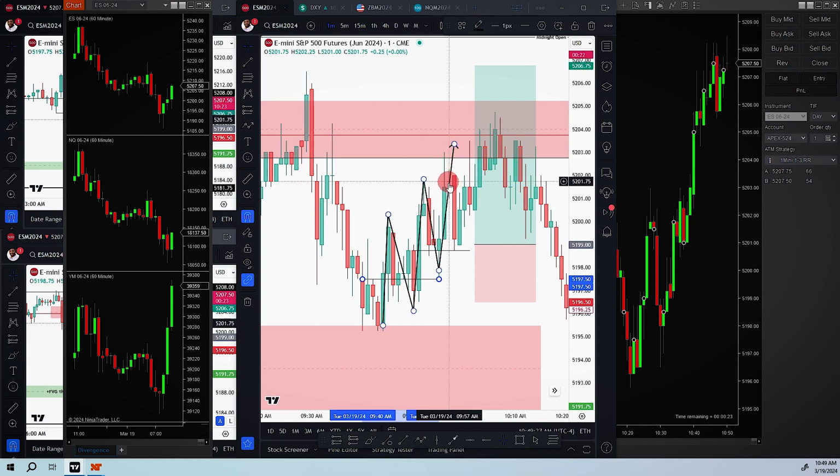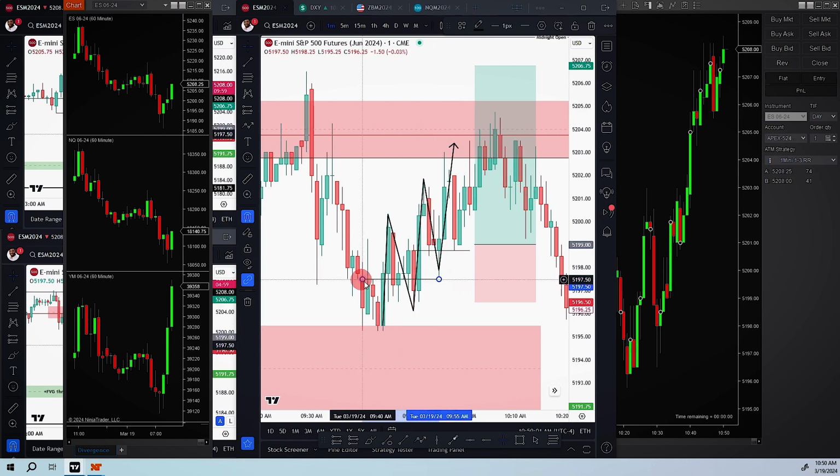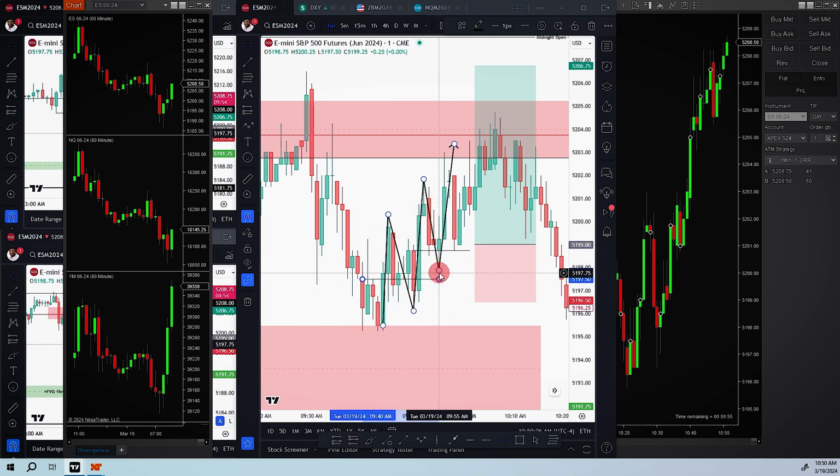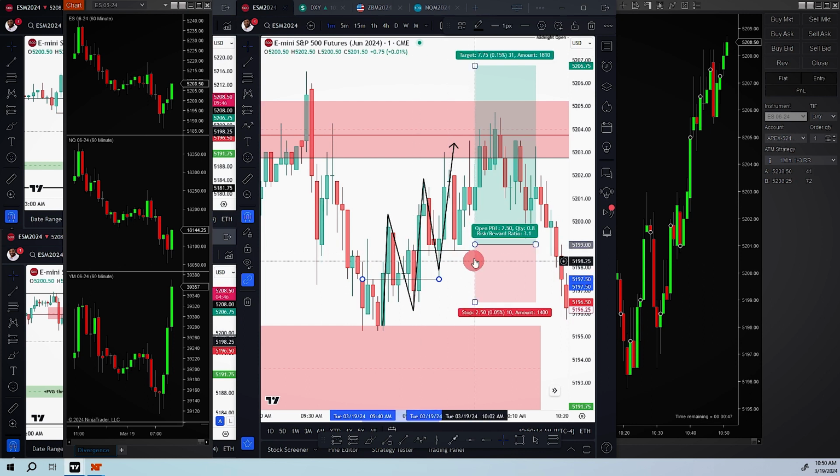So when price started coming back down right here, guess what I wanted to do? I wanted to buy off of this order block, right? Because this move down right here reclaimed that order block, right? This order block hadn't even done its job yet. This move was reclaiming that order block. This move right here was coming back to the order block.